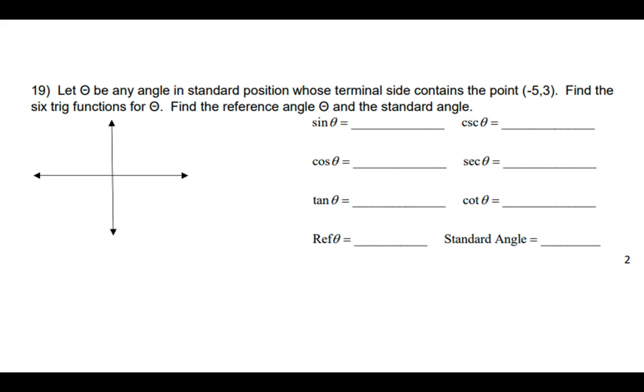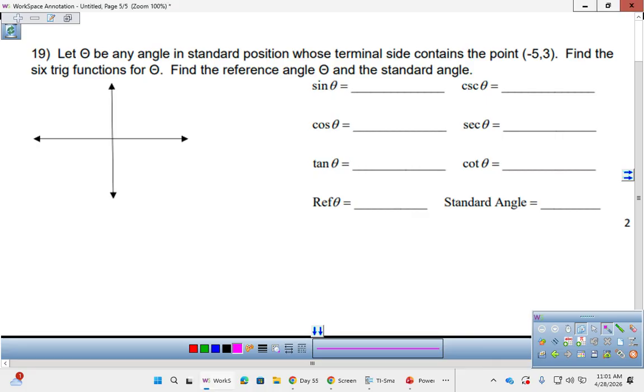So let's see what we know. Our terminal side is going to go through the point -5, 3. So -5: 1, 2, 3, 4, 5, positive 3. So I'm going to make a point at negative 5, 3. And I'm just going to make this a terminal side. Remember, the terminal side goes from 0, 0 to that point. That's my terminal side. All angles have the same initial side. That's this one.